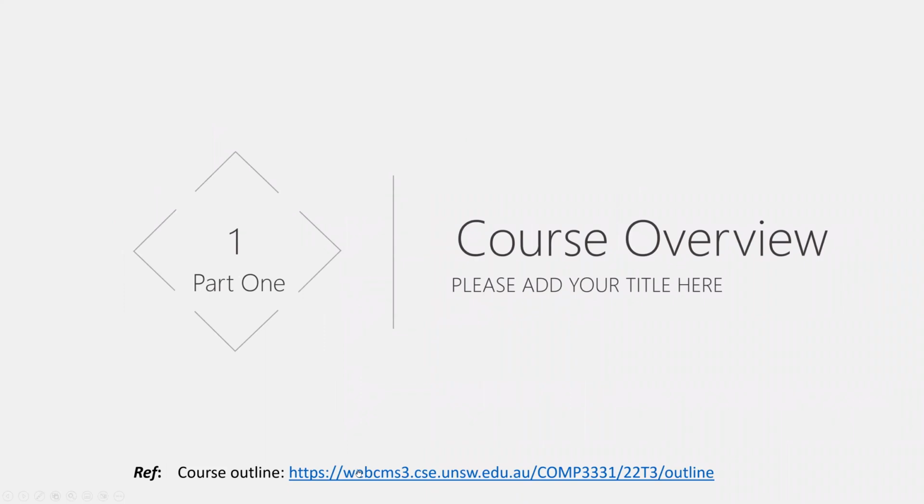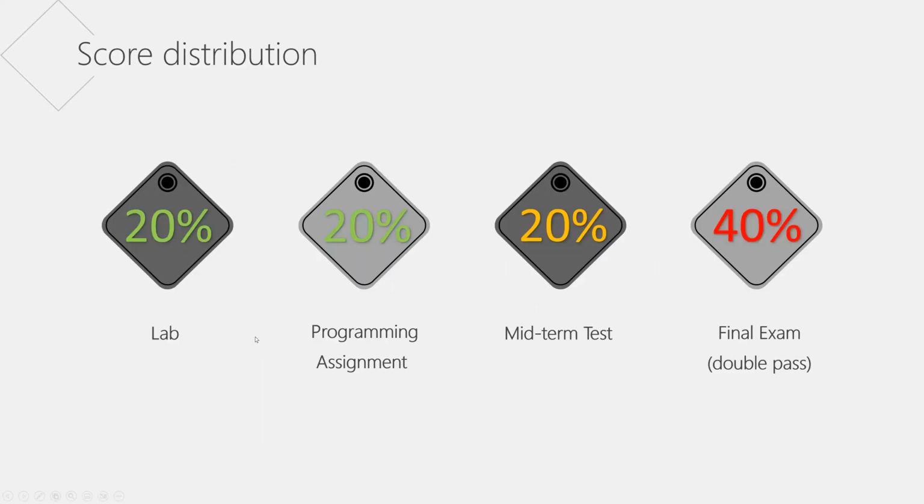So we can have a check of the course outline here. I will send you the link, but this link is just on the web CMS. You can also check it by yourself. This one is the course overview. So what I want to mention here is the score distribution of this course at first. The labs are 20% of the mark, and the assignment will have 20% as well.